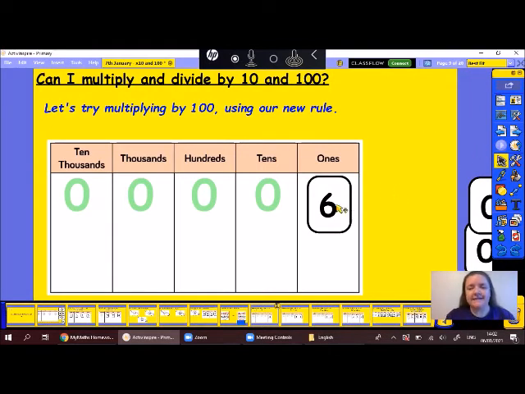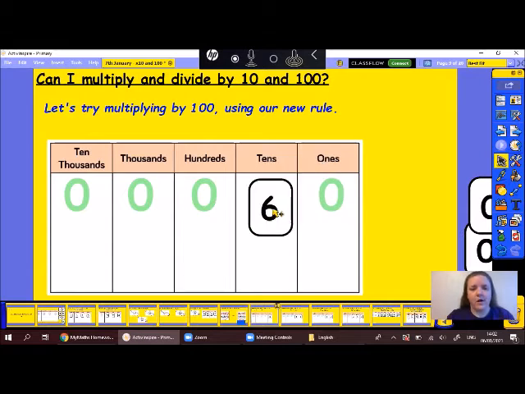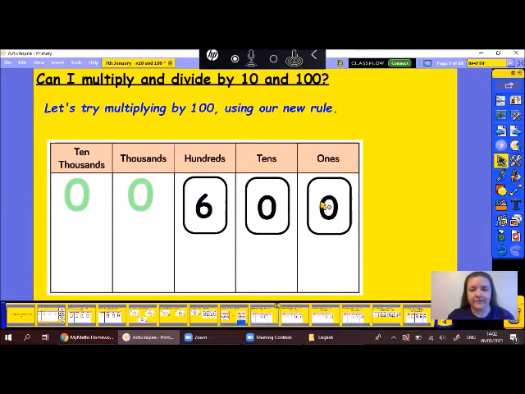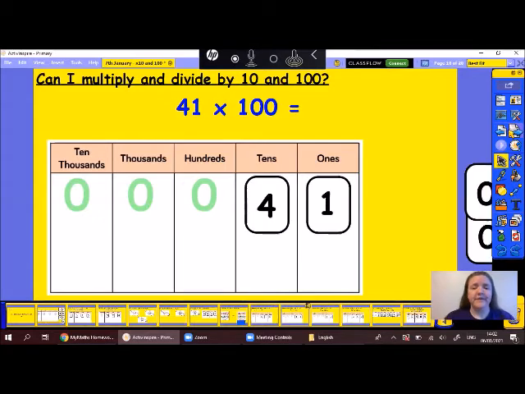So I said that you needed to move any digits up 2 places. So let's try it. We take our 6 from the ones, we move it up 1, 2 places, and we've got these 2 gaps left afterwards with nothing in them. So we put in the zeros, and there we go, 600. See, I told you. Let's try another one.